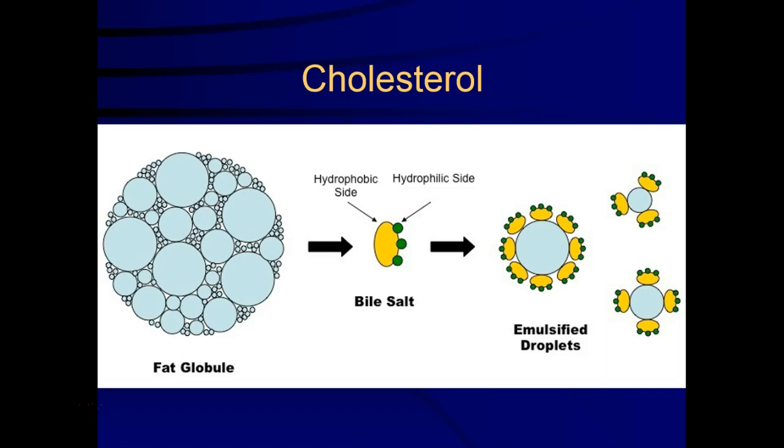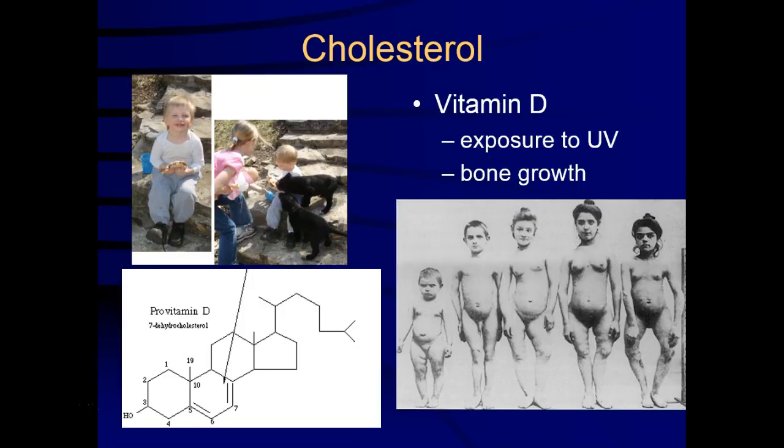Now, without that vitamin D, if we have a deficiency in vitamin D, one of the big signs is a malformation of the bones, particularly in kids. You get bow-leggedness, you get a deformed pelvis, and that's what we call rickets. In fact, here are some pictures of some kids who have a vitamin D deficiency, and you can see how bow-legged they are.